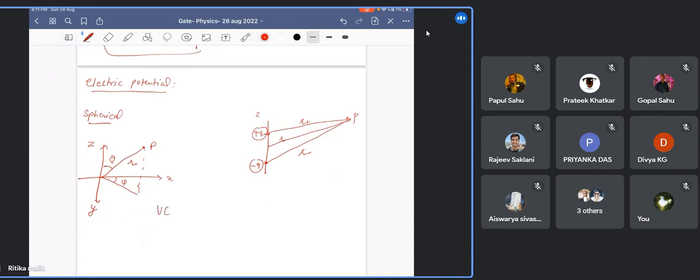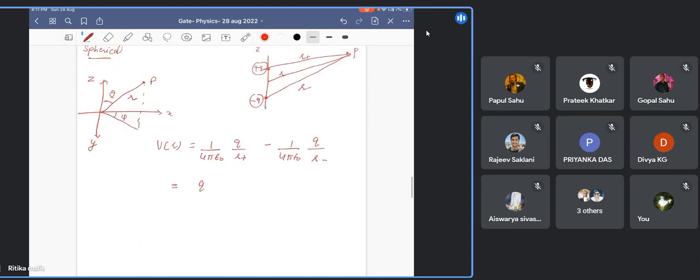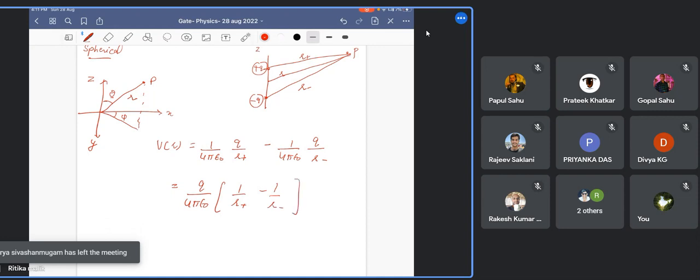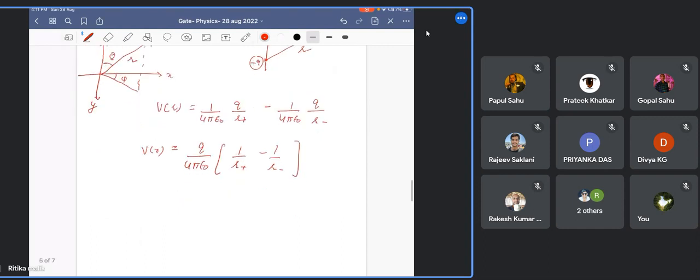We use the superposition principle, which says that the electric potential due to the positive charge is 1 upon 4 pi epsilon naught q upon r plus, and due to the negative charge it is 1 upon 4 pi epsilon naught q upon r minus. The problem is just a simple derivation. Maybe you have done that before, r plus, r minus. So you can assume that each will make an angle theta with the z-axis.